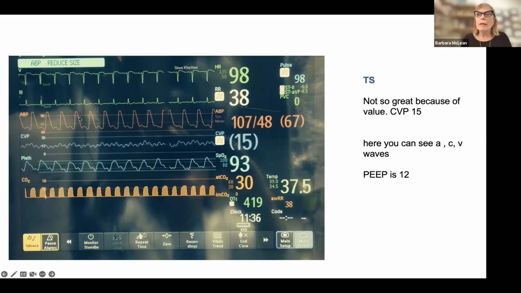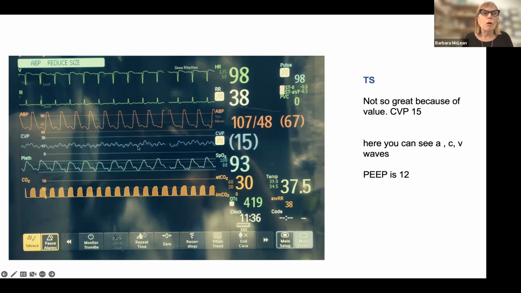But here you see, and I'm going to try to draw a straight line if I can. There's her A wave, C wave, V wave. The biggest one, which is what you expect: A wave, C wave, V wave, A wave, C wave, V wave.